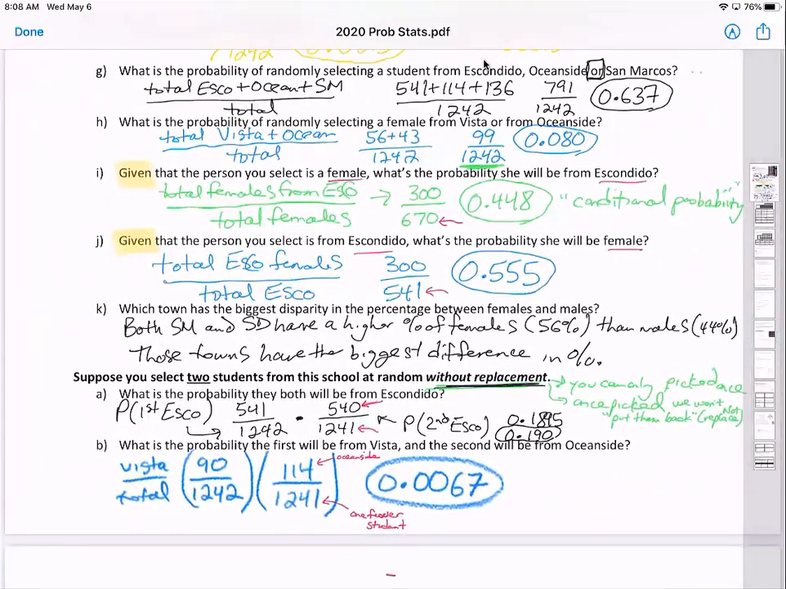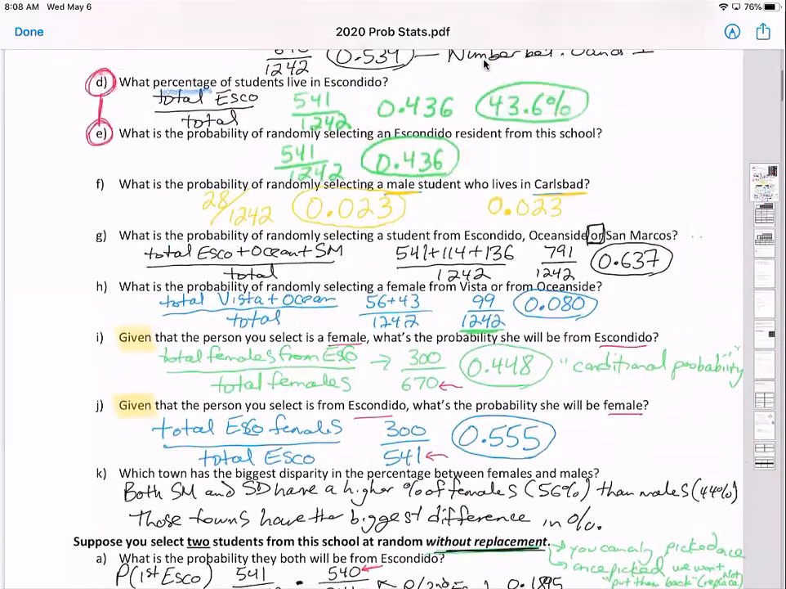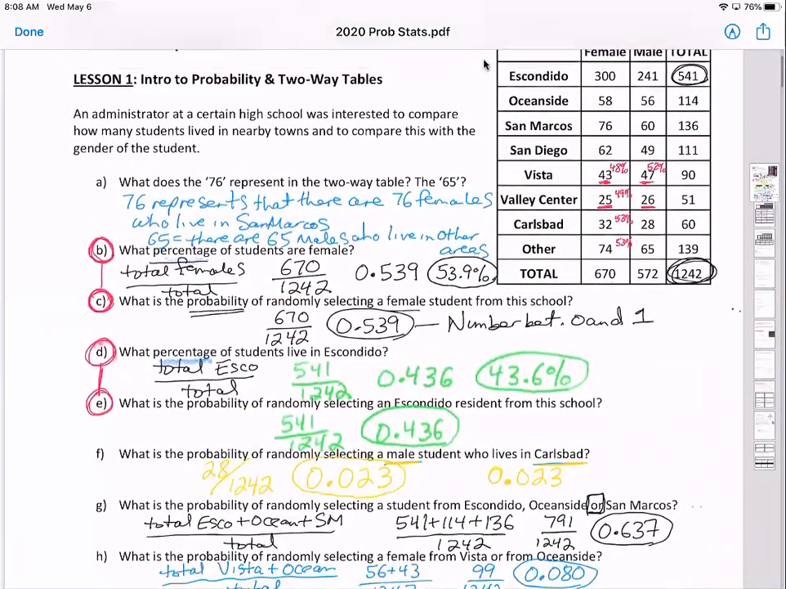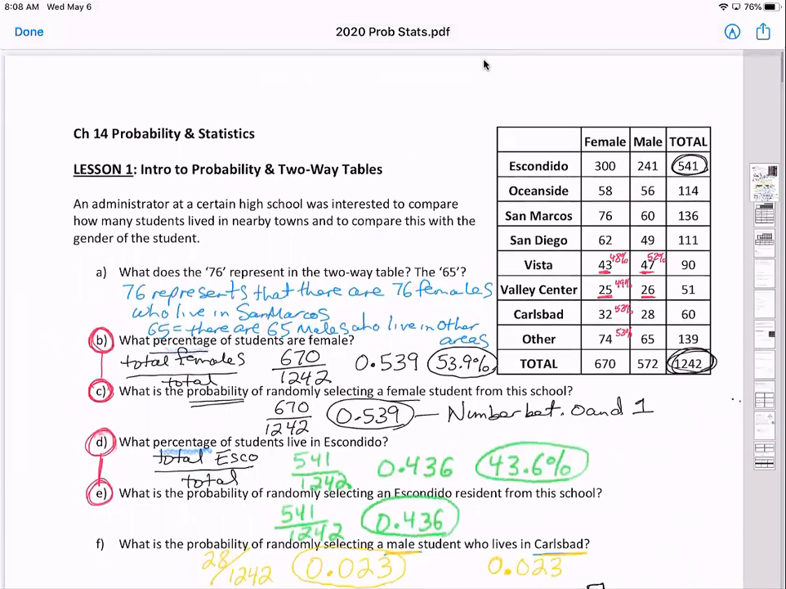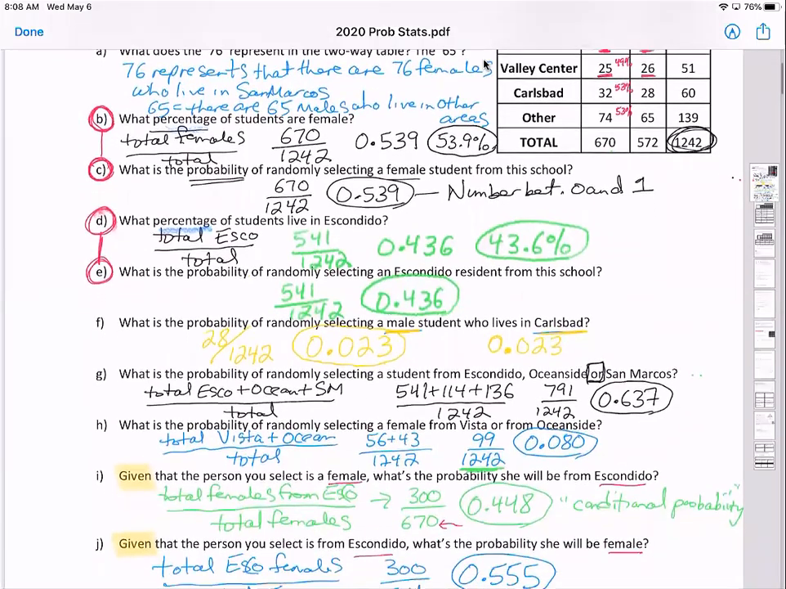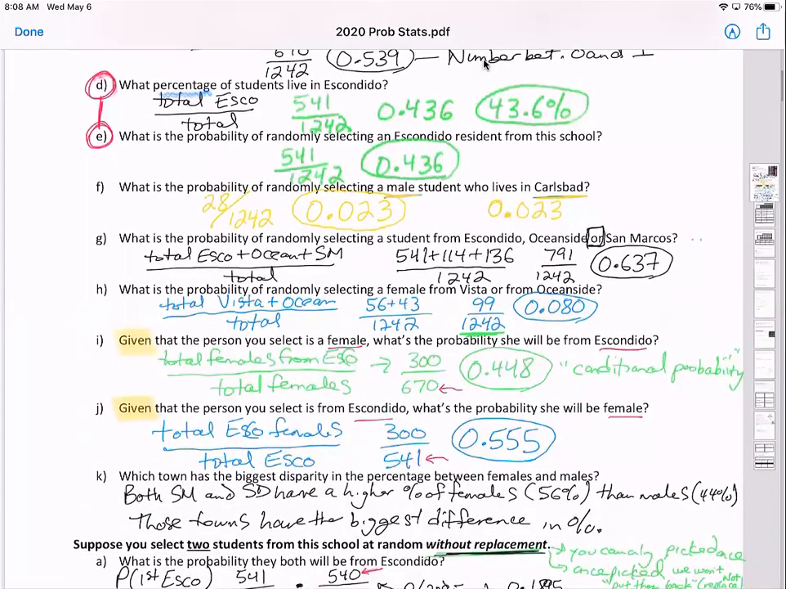So we've done quite a bit of probabilities with two-way tables. Another place you'll see probability with two-way tables is the SAT or the ACT. These are kind of common questions on those tests, particularly the conditional probabilities like we did in I and J.